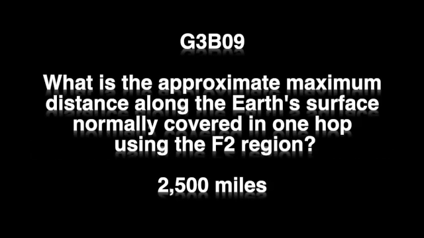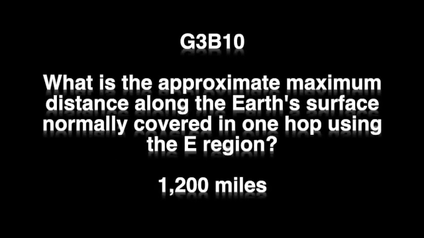G3B09. What is the approximate maximum distance along the Earth's surface normally covered in one hop using the F2 region? 2,500 miles. G3B10. What is the approximate maximum distance along the Earth's surface normally covered in one hop using the E region? 1,200 miles.